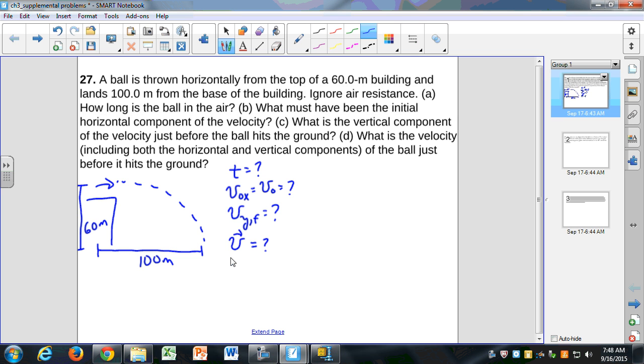Some things that I know: y is equal to negative 60, x is equal to 100 meters. Anything else that I know? There are a couple of things that aren't stated. I know my accelerations. I know both of them. I know that ay is negative 10 meters per second squared, and ax is equal to 0. I do also know my initial y velocity. Thank you. I know that vy naught is equal to 0 meters per second.